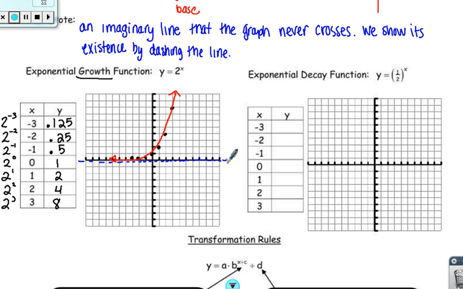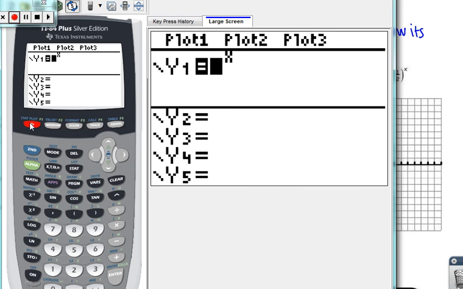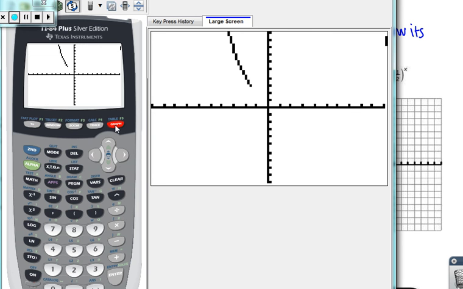Okay? So when I do an exponential decay function, my graph should be going downward. It's getting smaller. It's decaying. Its parent is y equals 1/2 to the x. If we type this in our calculator, y equals 1/2 to the x. If you look at this picture, the graph is going down. That is an exponential decay.